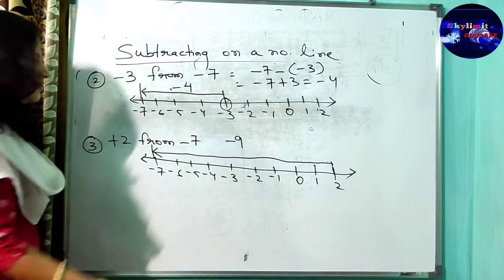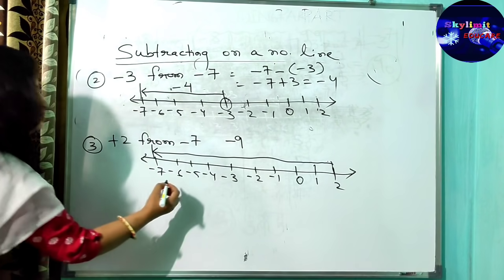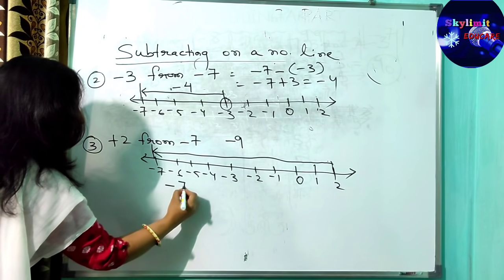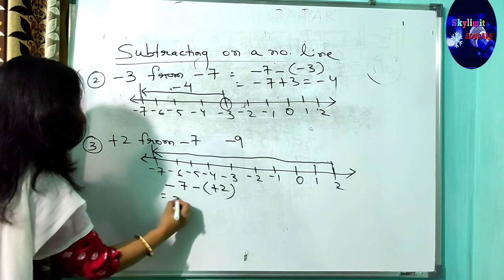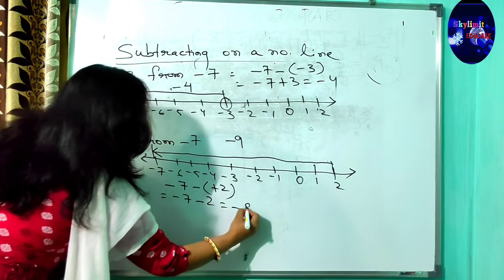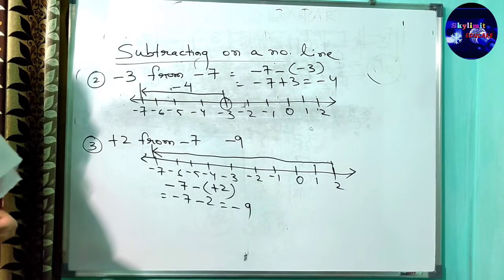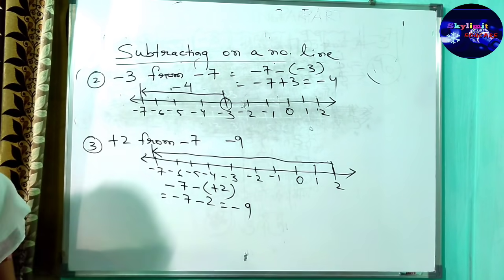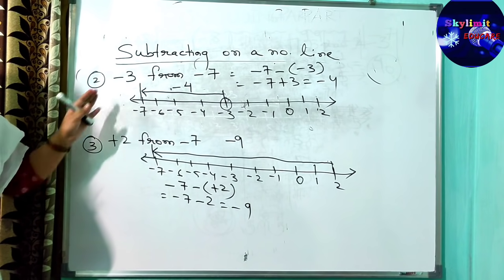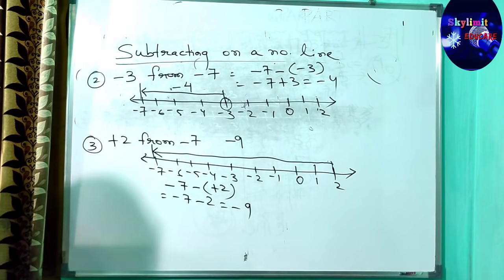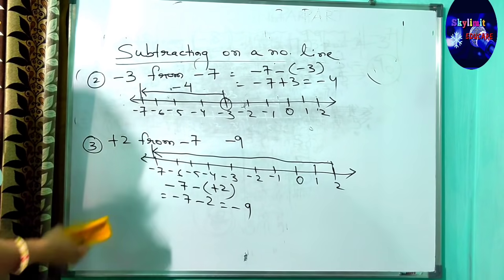Check it once again. Plus 2 from minus 7. Minus 7 minus plus 2. Minus 7 minus 2, that is equal to how much? Minus 9. Clear? So I hope you understood how to subtract on a number line, right? If you want, you can take a screenshot of this.